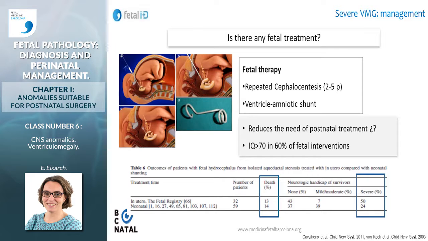The question is, can we perform a therapy before birth? We have to say that repeated cephalocentesis and the ventricle-amniotic shunt have had poor outcomes, with higher rates of neurological impairment when compared with neonatal treatment, and it is not an advisable treatment nowadays.